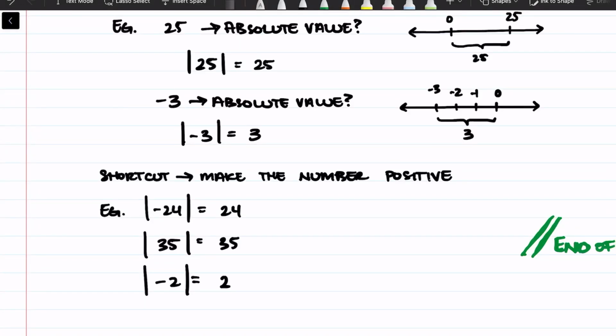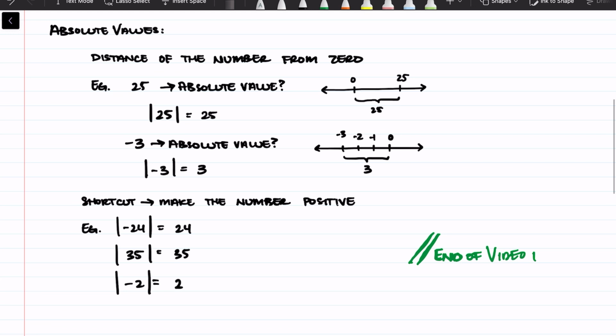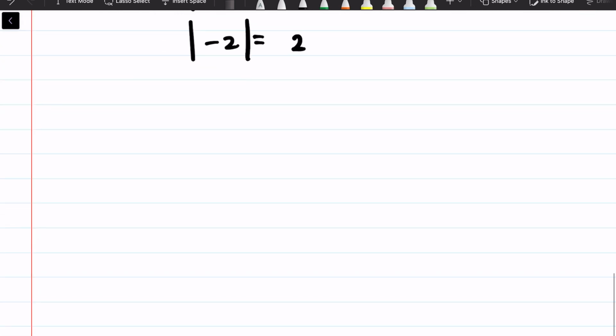Hello students, we are going to continue on with our notes. Last time we talked about absolute values, and now we are going to talk about fractions. So let us write a header there with the word fractions.